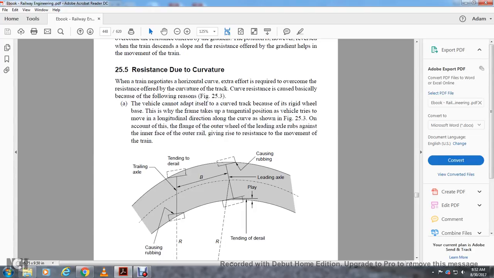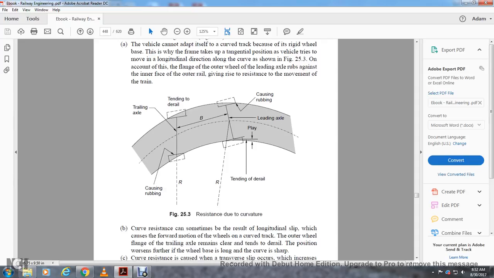25.5 Resistance due to curvature. When a train negotiates a horizontal curve, extra effort is required to overcome the resistance offered by the curvature of the track. The curve resistance is caused basically because of the following reasons. Figure 25.3: The vehicle cannot align itself with the curved track because of the rigid wheelbase, while the frame takes the tangential position and the wheel tries to move in the longitudinal direction along the curve, as shown in figure 25.3. On this account, the flange of the outer wheel of the leading axle will rub against the inner face of the outer rail, giving rise to resistance to the movement of the train.